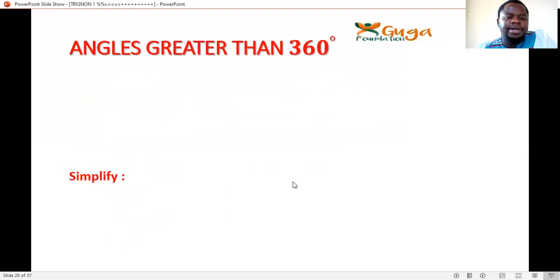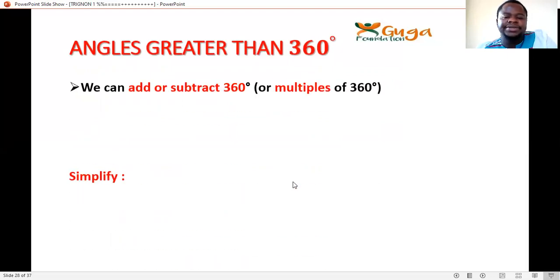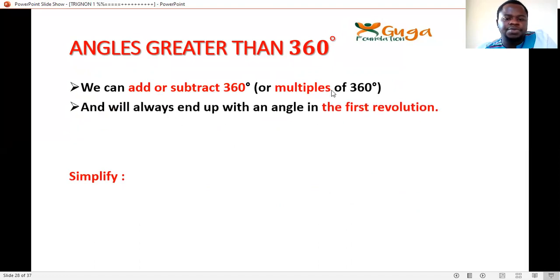So now, angles greater than 360. Sometimes you can be given 720, you can be given 500, and all that. So how do we handle them? We add or subtract 360 or multiples of 360. By multiples, we mean you just say 3 multiplied by 360, 2 multiplied by 360, and all that. We'll always end up with an angle in the first revolution.